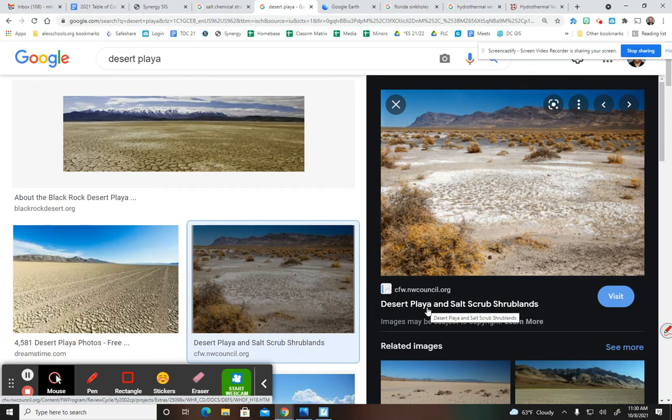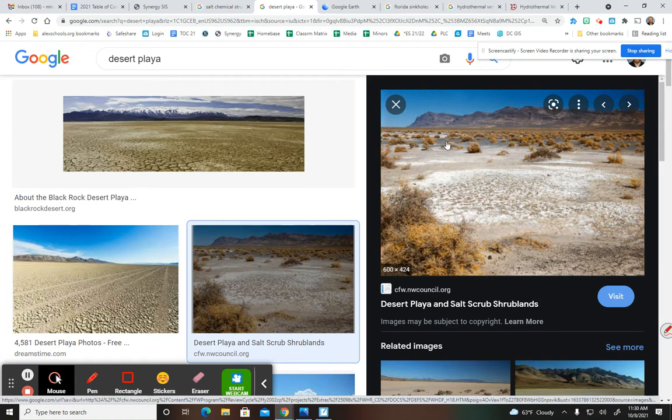And playa is a Spanish word for beach, but it also is like a really shallow lake pond situation in the desert that eventually dries up. So, what do you think all this white stuff is here? What do you think it is, Maya? Yeah, it's sort of like baking soda actually, but it's like salty mineral crystals.